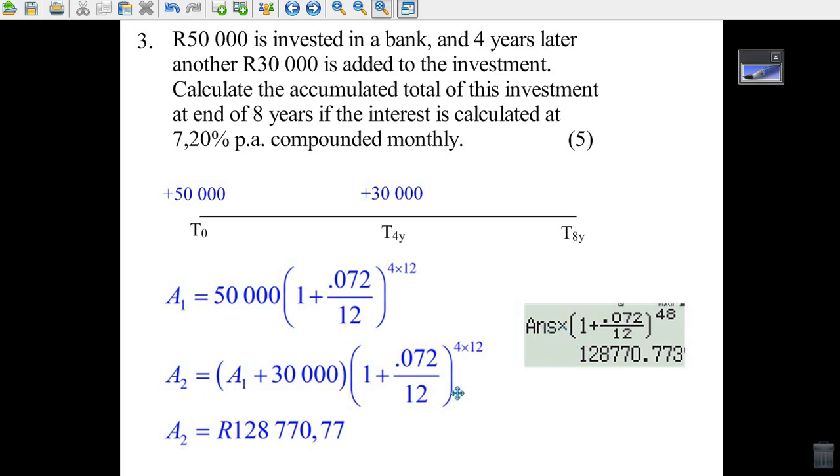That's what I did. Then you go times, well, it's another 4 years with the same interest rate. So just let it grow for 4 times 12. And that's it. So I put that in my calculator, that answer, times that for 48, and I got 128,770 Rand and 77 cents. And that's the amount you'll end up with at the end of 8 years.